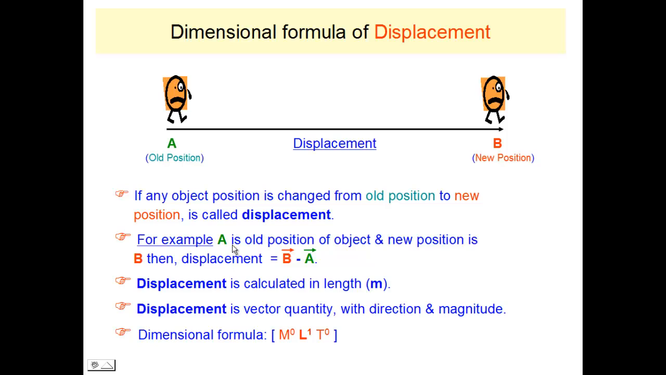For example, A is the old position of the object and the new position is B. Then the displacement equals B minus A. The displacement is calculated in length, meters, and displacement is a vector quantity with direction and magnitude. The dimensional formula of displacement is mass power 0, L power 1 and T power 0.